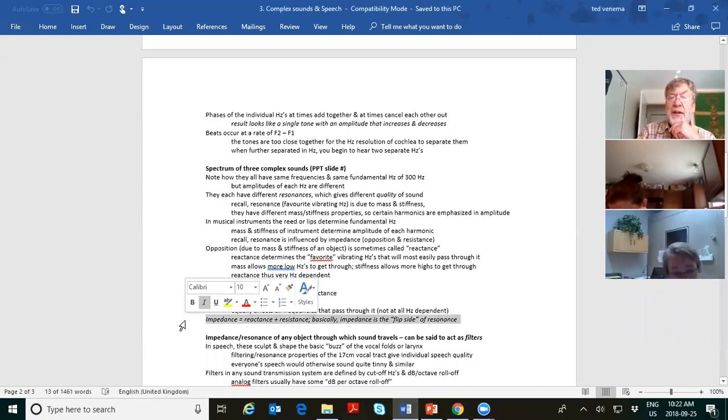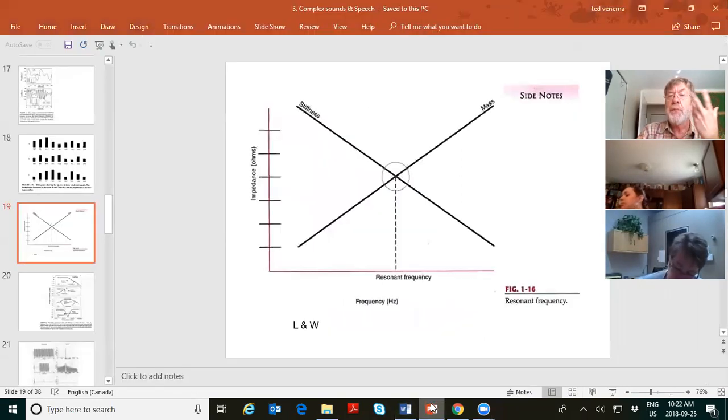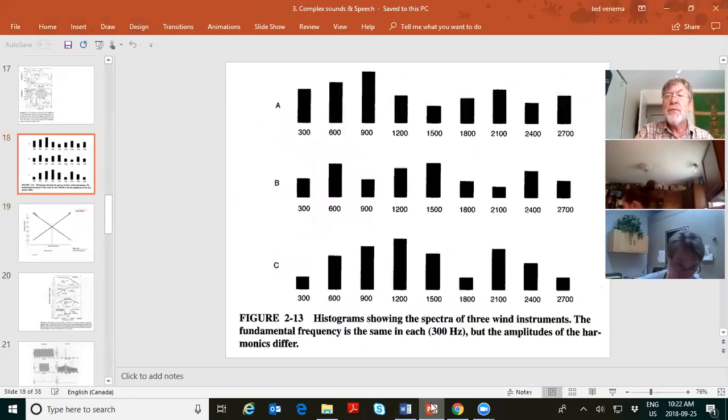Impedance equals reactance plus resistance. Basically, impedance is the flip side of resonance. And to finish today, this determines a filtering action. In other words, look at these three horns again. Okay? These sounds resonate and get through, and this sound here is filtered out. It doesn't get through very much. This sound gets through, and then this one is filtered out again.